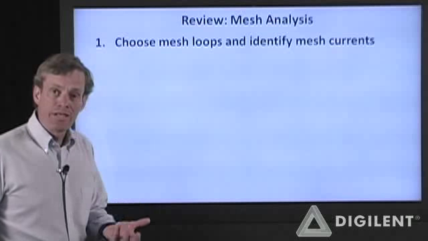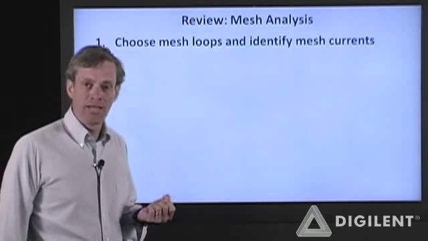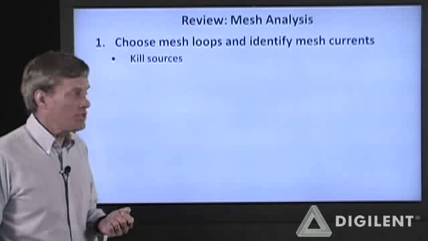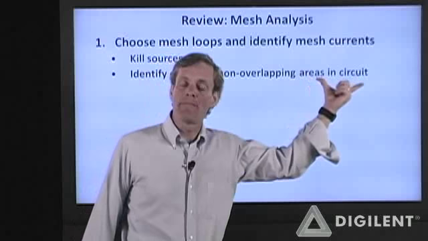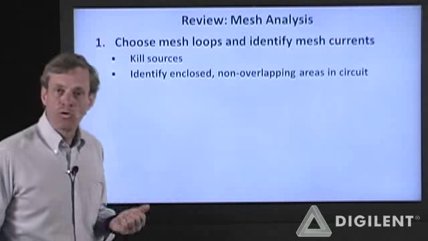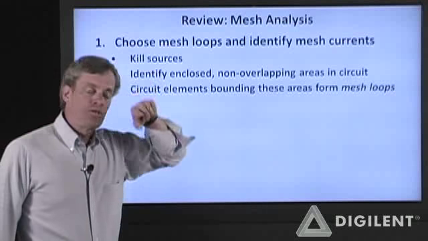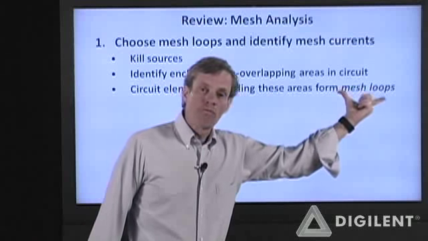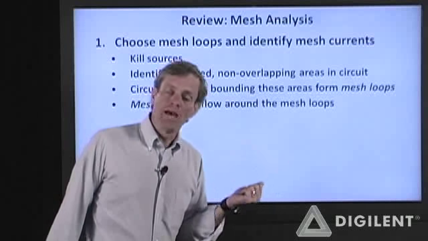The approach towards doing this that I recommend, okay, you can do whatever you want to as long as you don't violate KVL and KCL and Ohm's law, is that you kill your sources first. Then you can identify any enclosed but non-overlapping areas in the circuit. It'll become more clear what I mean by that as I do more examples. Finally, I follow the circuit elements that bound these closed areas. Those form my mesh loops. My mesh currents flow around those mesh loops.